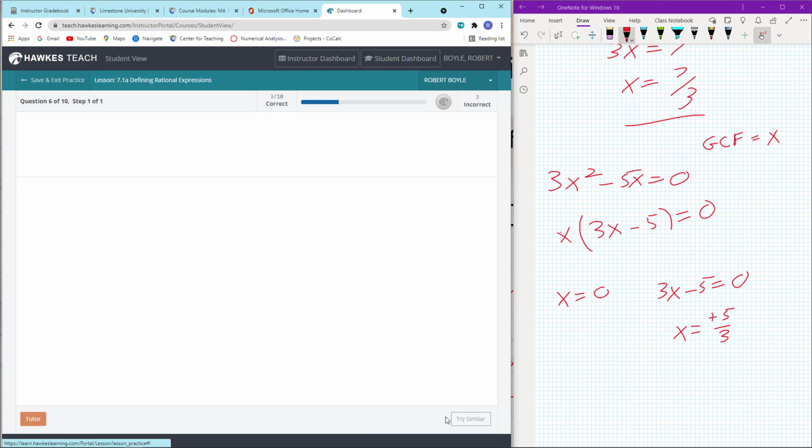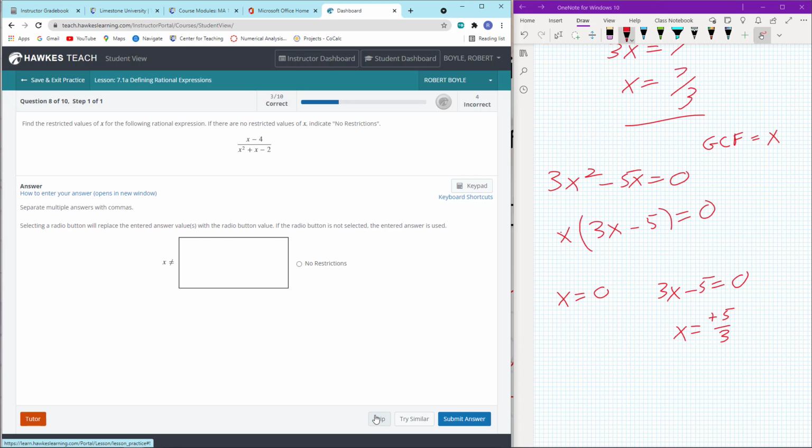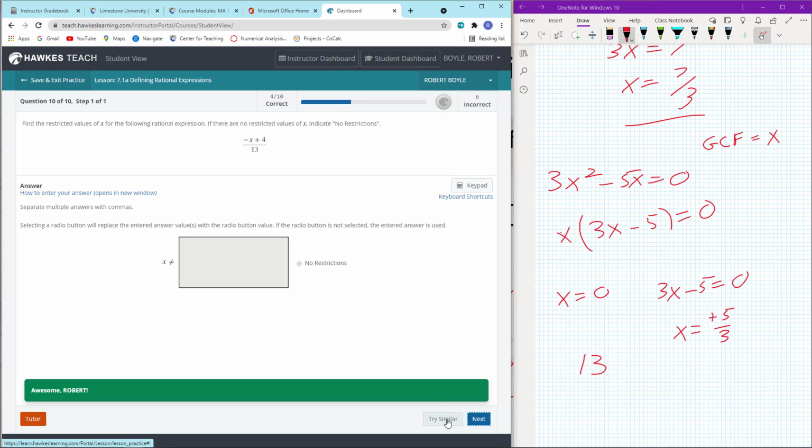Okay. Let's just do one more problem. Hey, let's do the last problem. And here it is. Now here we have negative x plus 4 divided by 13. Okay, so our denominator is 13. What value of x will make 13 0? No value of x will make 13 0. So for this particular case, there are no restrictions. We can click our no restrictions option right here, submit our answer, and there we are.